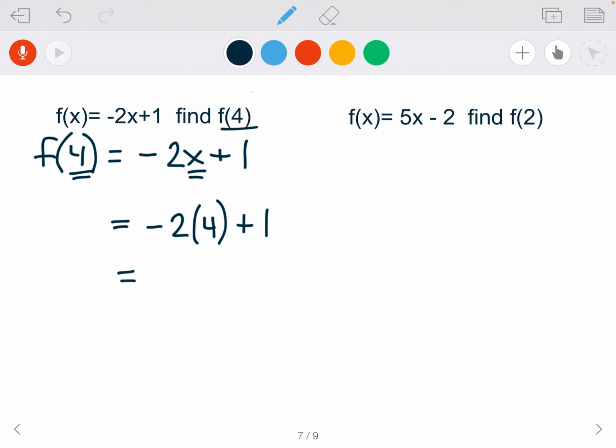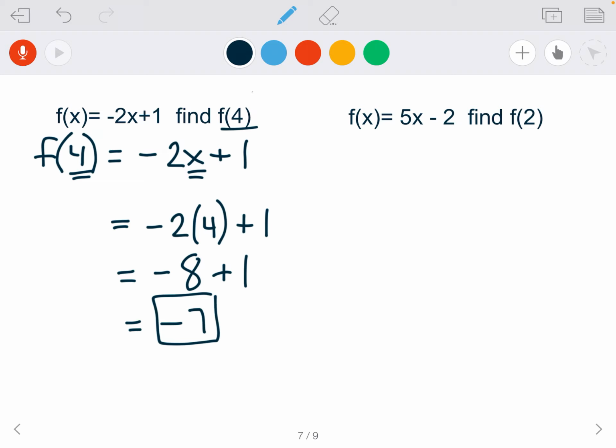Now we just simplify. Negative 2 times 4 is negative 8, and negative 8 plus 1 is negative 7. And that would be the solution to that one. Why don't you pause the video and try this next one, and then hit play again when you're ready to check your answer.